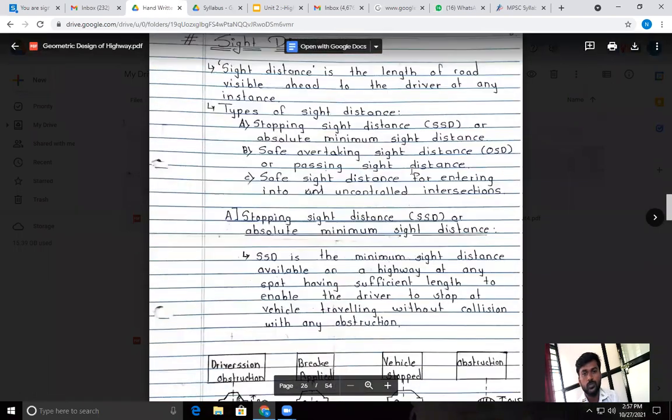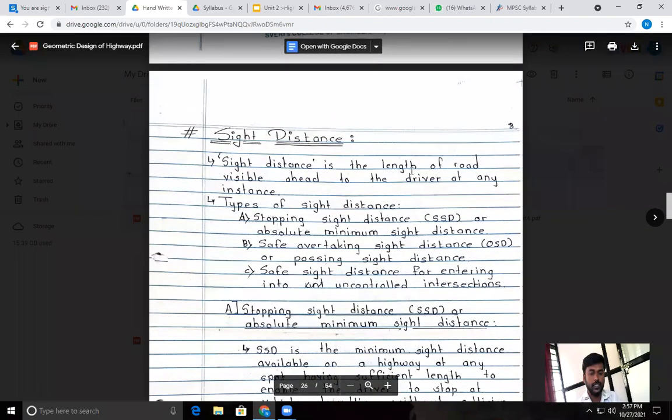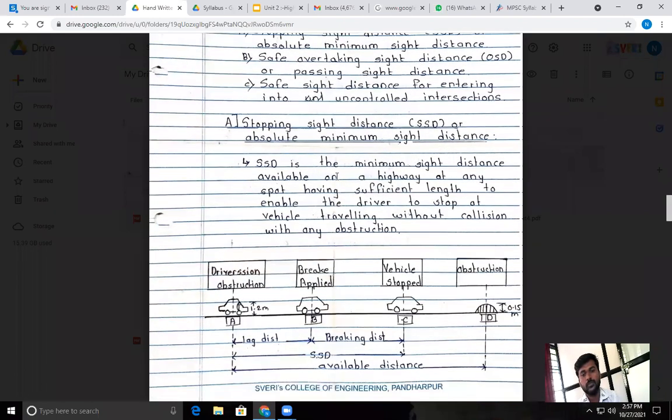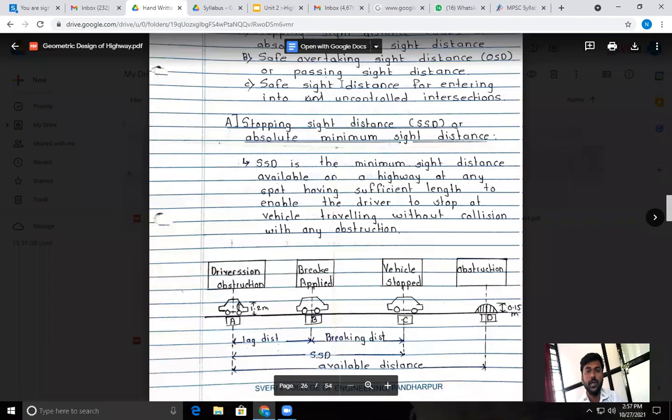Okay, so we are here at the sight distance, and we have seen first the stopping sight distance. Write a heading. Everyone, please, we are going to solve the problem on this heading. Take your notebook and write the heading: stopping sight distance, SSD, or absolute minimum sight distance.